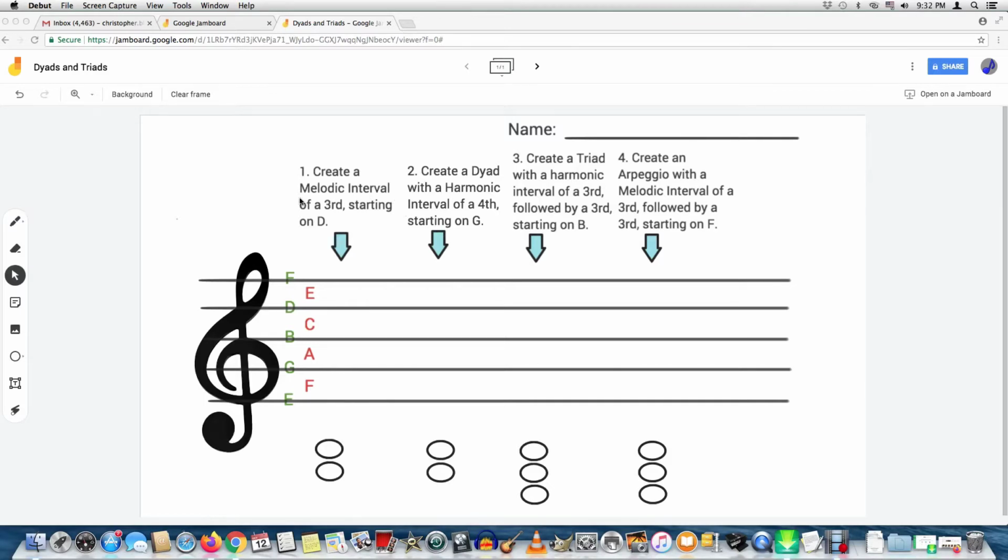So, what is a melodic interval? The word melodic derives from the word melody, and you hear a melody when you hear notes being played one at a time. So, for example, Mary Had a Little Lamb, that's a melody because when I whistle that melody, you're only hearing one note at a time. I'm not whistling two notes at a time.